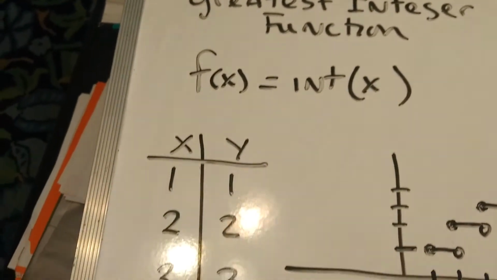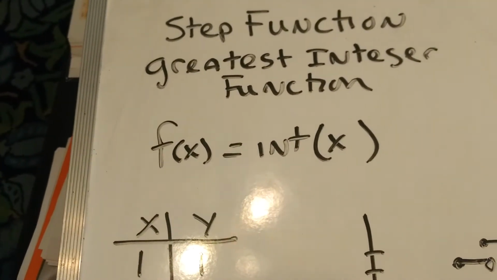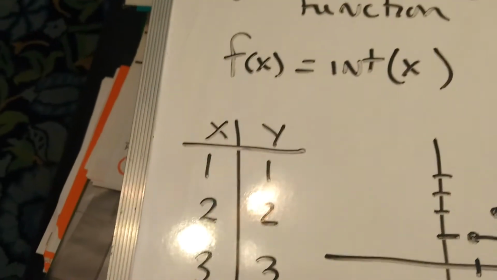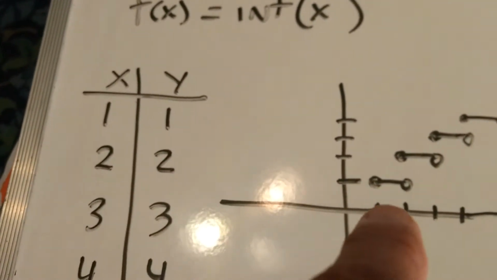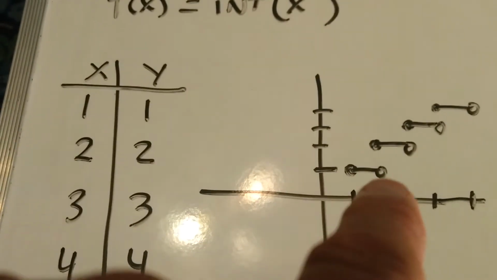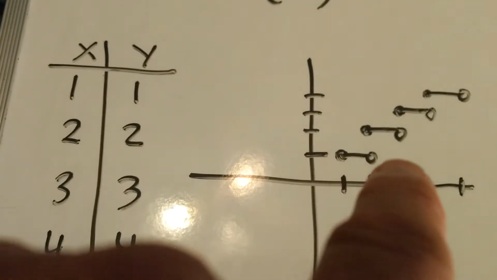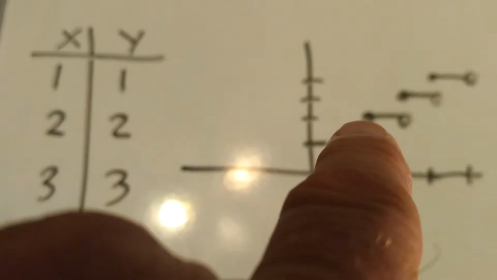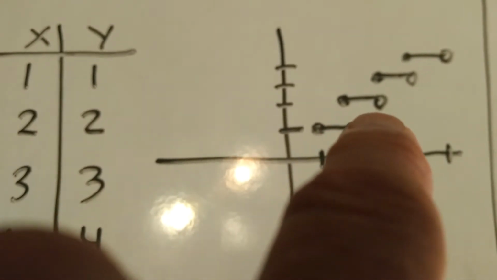What happens with greatest integer is that, remember, the definition of an integer is a whole number. So there are no fractions, there are no decimals in between here. If I stick a 1 in here, I get 1 for y. That means I plot the point (1, 1). Everything is going to stay 1 at y until I hit 2. So you have what you call a step there. We have an open point here because when I go to 2, I'm going to get 2, and it jumps up.